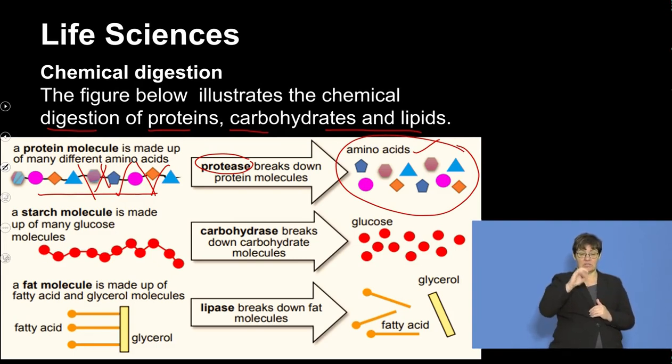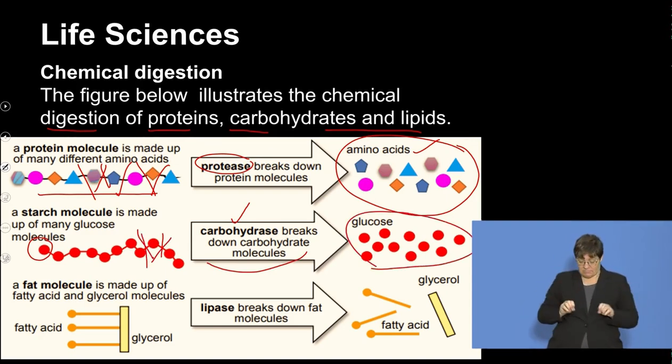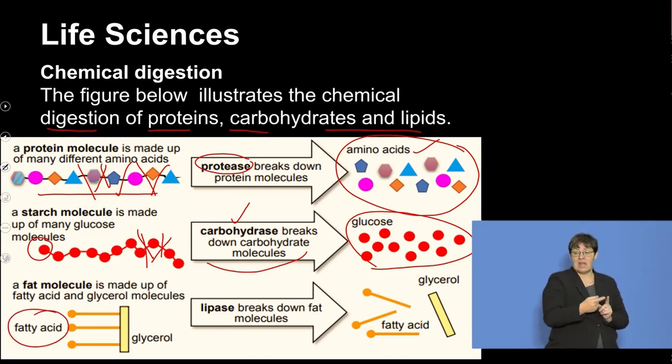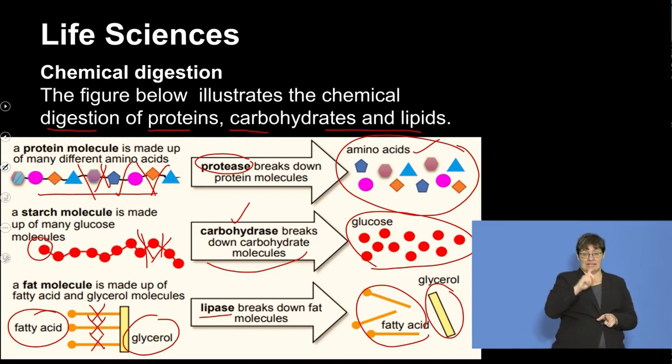A starch molecule, again, is a complex carbohydrate made up of many glucose molecules. Your carbohydrases break down the starch, releasing each glucose monomer, and these glucose molecules are then available for absorption into the bloodstream. As we mentioned earlier on, a fat molecule is made up of fatty acid and glycerol molecules. Again, lipases break down the ester bonds, causing them to be broken up into glycerol and fatty acid molecules, which then move into the bloodstream to be absorbed and used where needed.